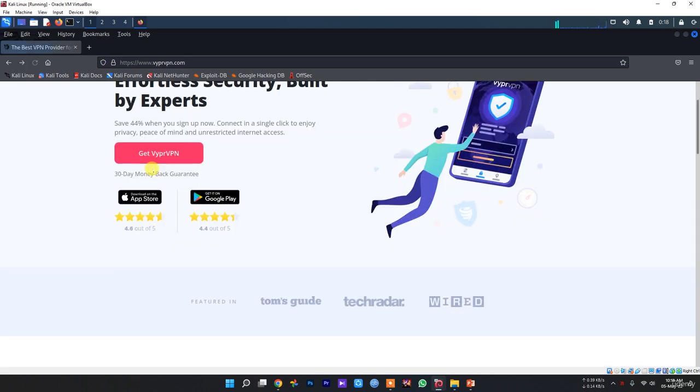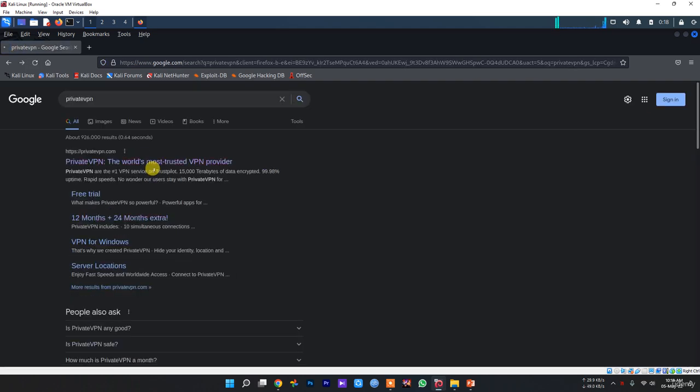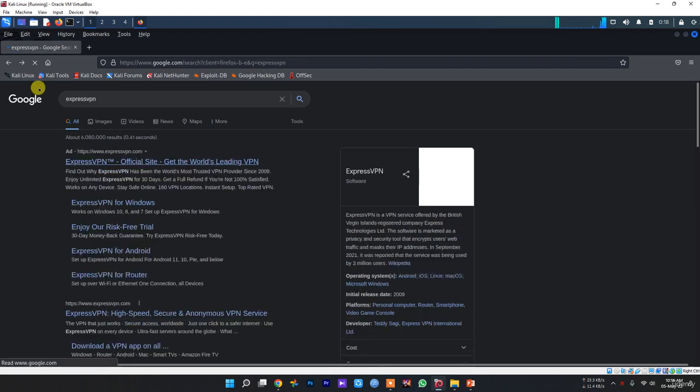So out of all of those, I would suggest you go for either NordVPN or ExpressVPN. These are two of the best VPN services you can get. I would not recommend you use free VPN services. They are not secure and very slow.